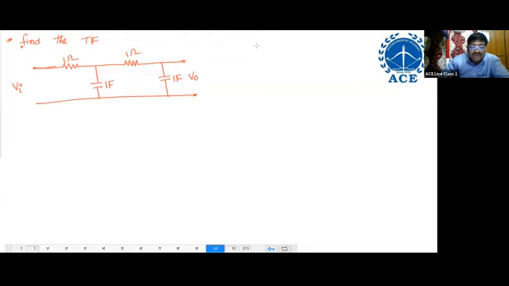Find the transfer function. Today we'll complete these basics so that by tomorrow you should solve all the questions in volume 1. If you have volume 2 also, you should solve the volume 1 and volume 2 questions.